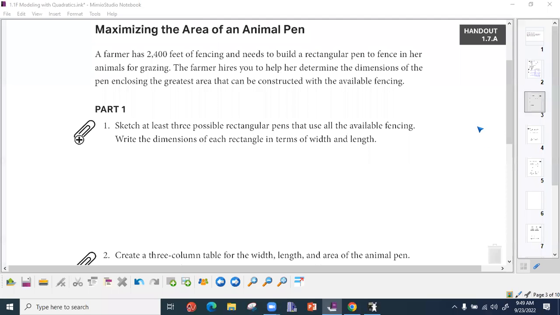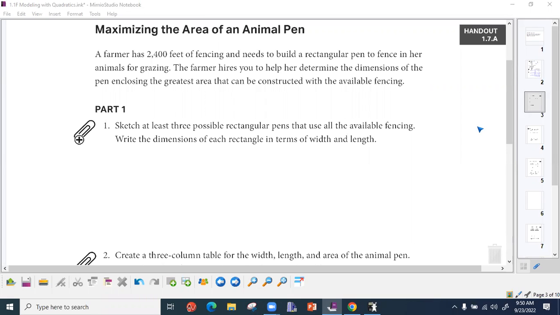All right, so maximizing the area of an animal pen. A farmer has 2,400 feet of fencing and needs to build a rectangular pen to fence in her animals for grazing. The farmer hires you to help her determine the dimensions of the pen, enclosing the greatest area that can be constructed with the available fencing.